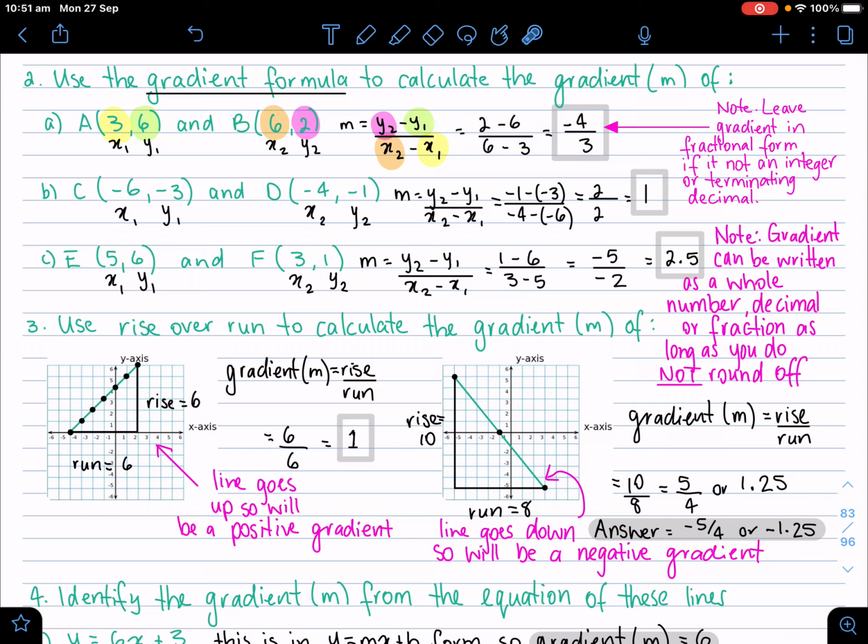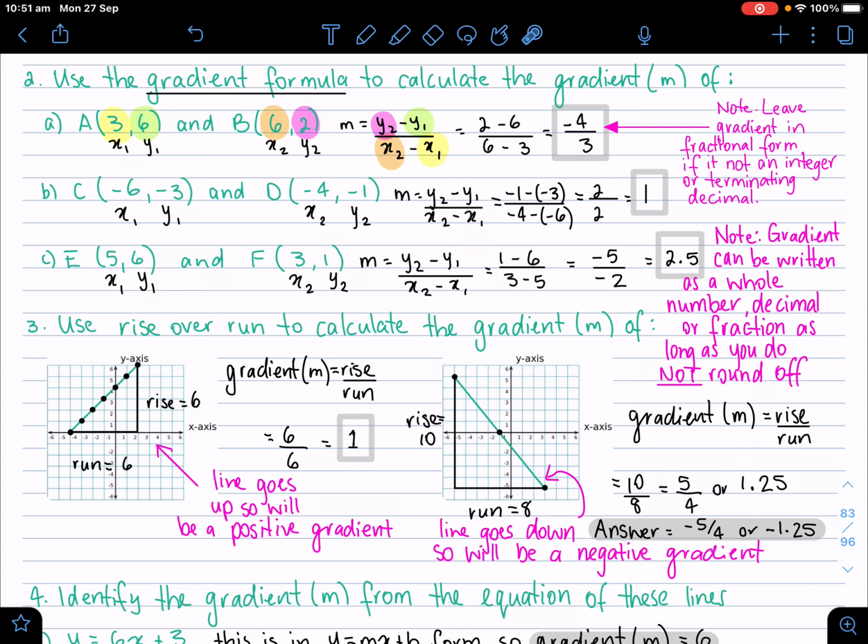Now, how does this change everything? Well, we know from directed number that when two symbols are next to each other and they're the same, that becomes a plus. So that actually is minus 1 plus 3, which is 2. And then underneath we have minus 4 plus 6, which is 2 as well. And 2 over 2 is 1. So just be careful of negative numbers there.